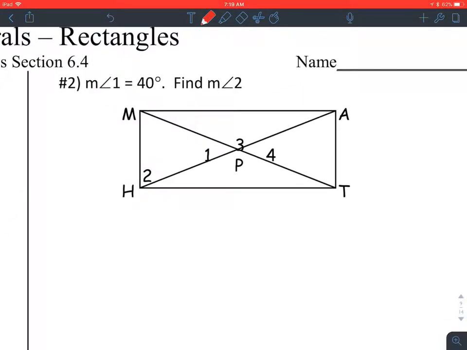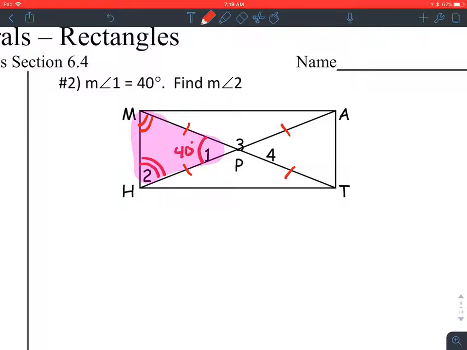Number 2. Measure of angle 1 is 40 degrees. That's this fella right here. Find the measure of angle 2. That's this fella right here. Well, check this out. This triangle right here is an isosceles triangle. How do I know? Because the diagonals bisect each other and they're the same length in a rectangle. So that means that since we have this isosceles triangle, the isosceles triangle theorem says that the base angles have to be the same.